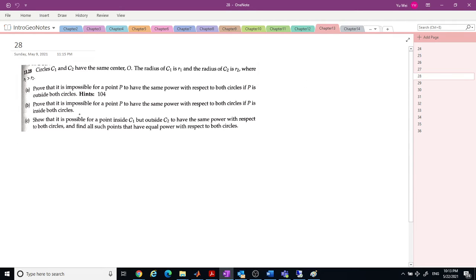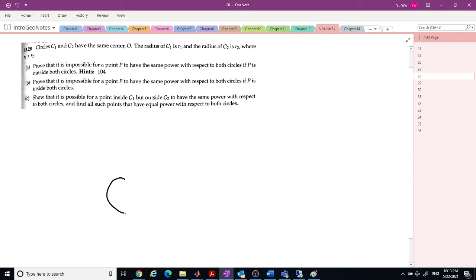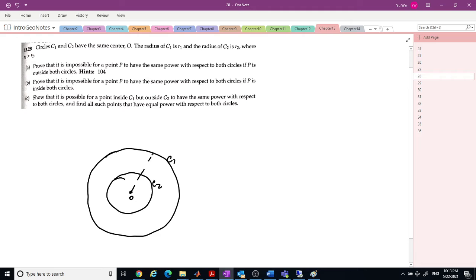Next, we have the circles C1 and C2 that share the same center, so they are concentric circles. The radius of C1 is greater than the radius of C2. So this is C1, this is C2, right? Here is R1 and here is R2.